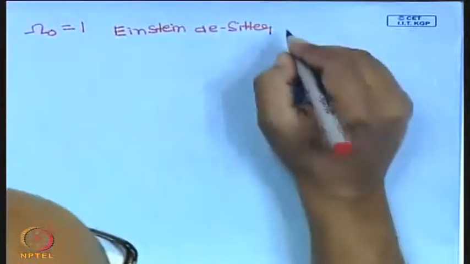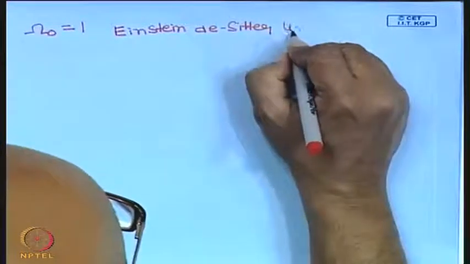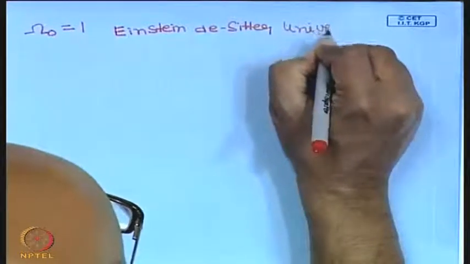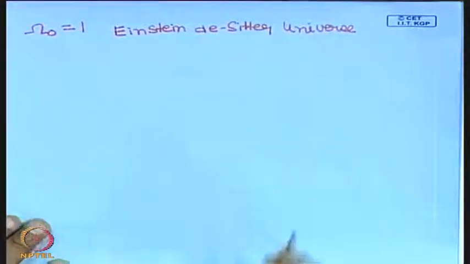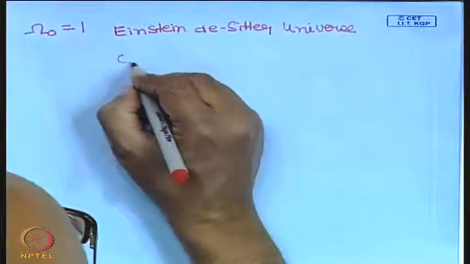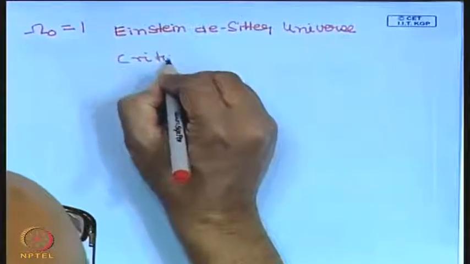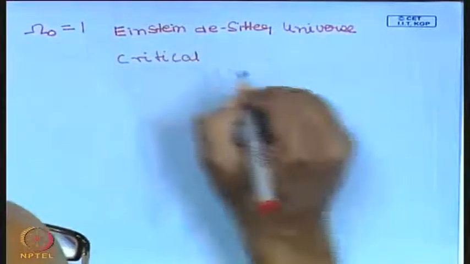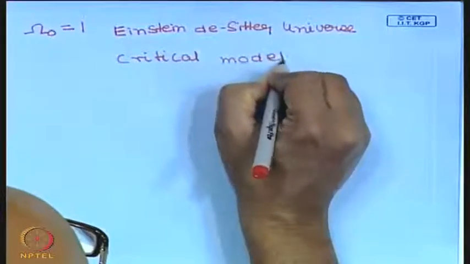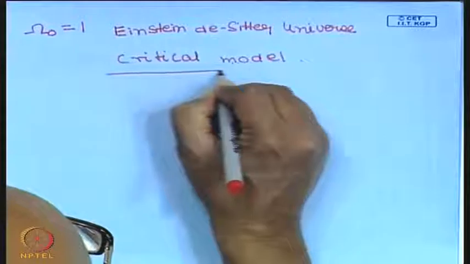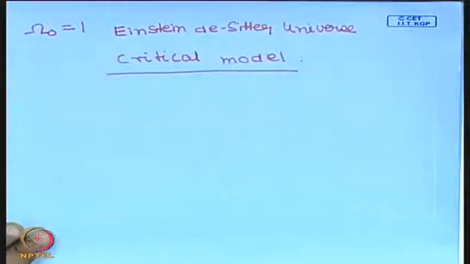Einstein-de Sitter model, or universe, or just the de Sitter universe. Also the critical cosmological model. It is critical because it is the dividing line between the two models, one with positive value of E and the other with negative value of E, for which the behavior is completely different.